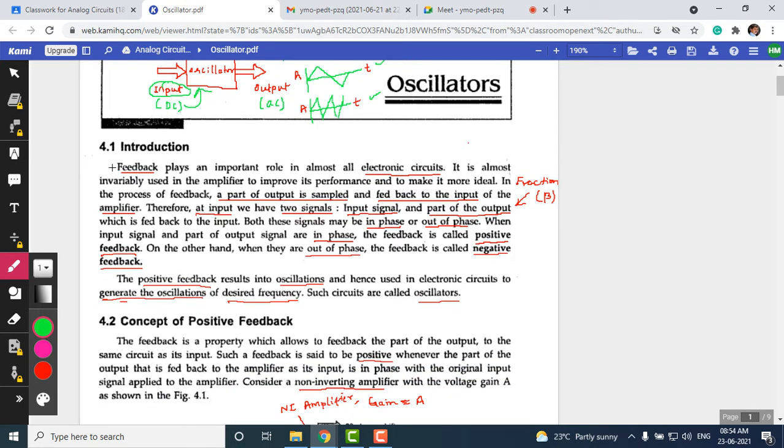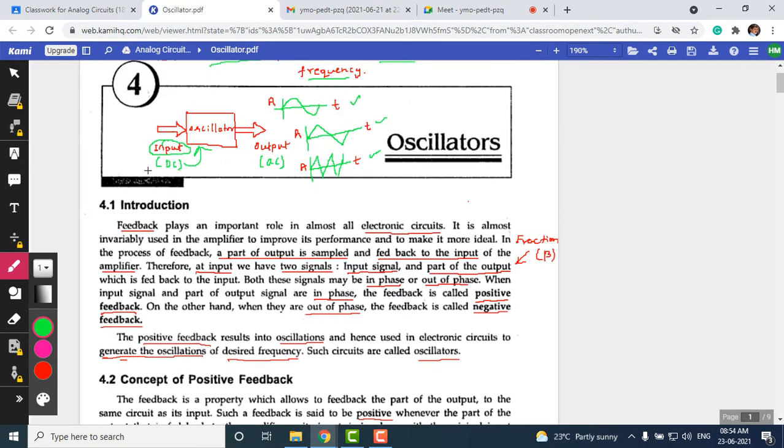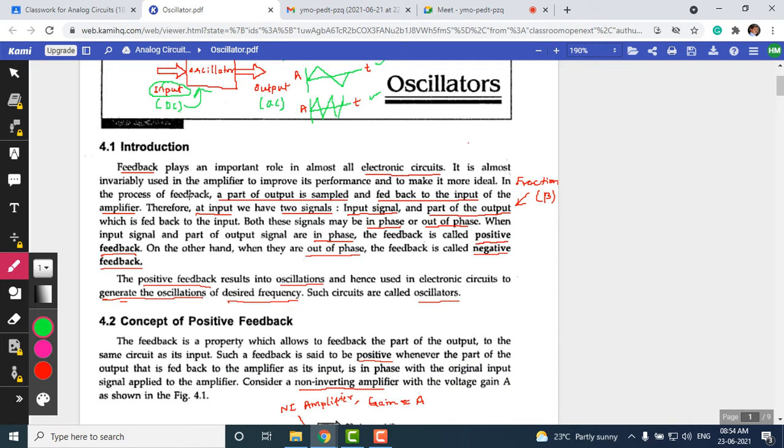Now, if we need to focus on the oscillator, we need to understand the term feedback, and how this feedback is related to oscillation. We can't design an oscillator circuit without feedback. I should say that feedback is the backbone of the oscillator. What kind of feedback we will discuss in detail. We will see the definition of feedback, and later connect this term to the oscillator. Feedback plays an important role in almost all electronic circuits.